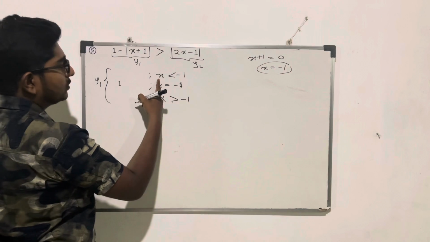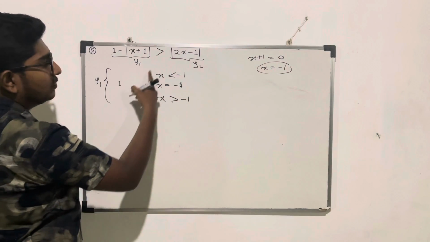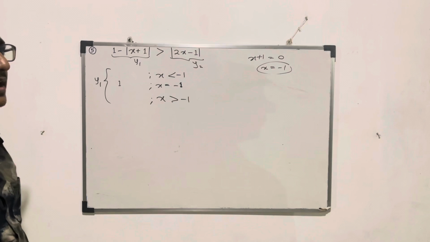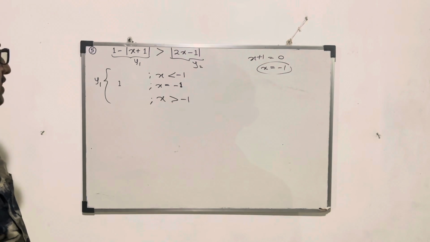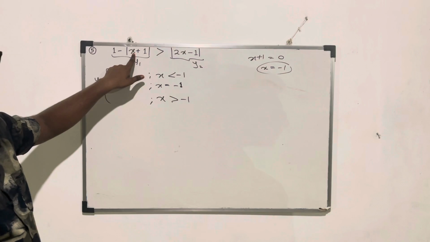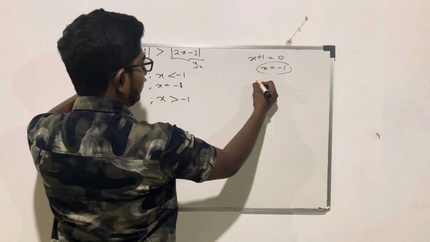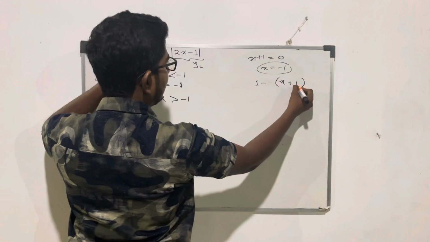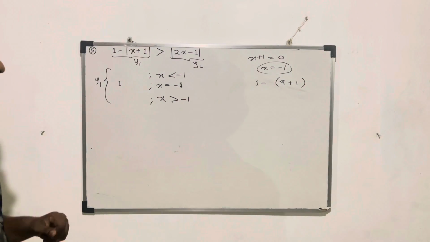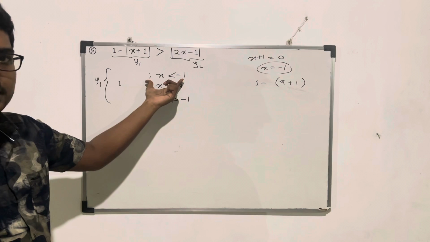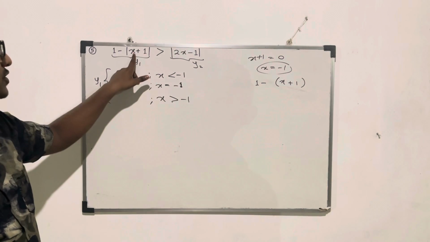For that we have to use a convenient value from this range, x less than minus 1. So we can take minus 2. Then substitute minus 2 in this bracket and see whether it is positive or negative. We are just checking whether that bracket x plus 1 is positive or negative by substituting a convenient value for x in this particular range. So substitute minus 2 here.